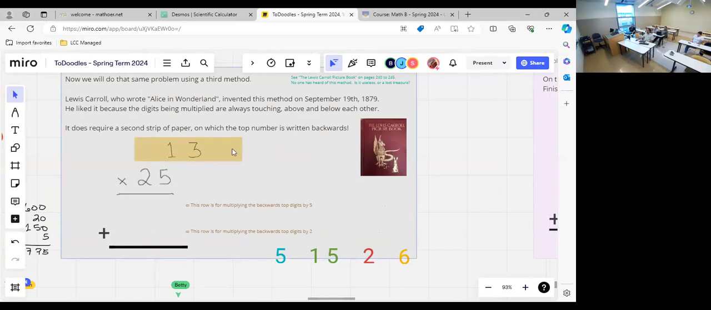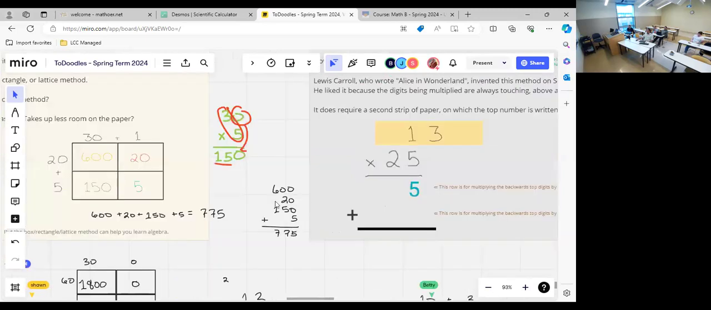So we're going to start by sliding it this way. And now we have the 1 and the 5 lined up. So 1 times 5 is 5. That's the same blue 5 we had over here and here with 1 times 5 is 5.